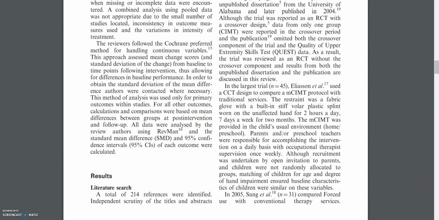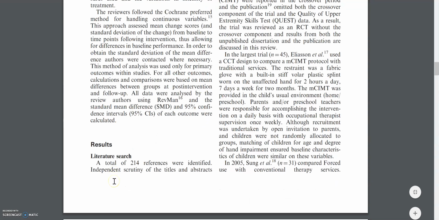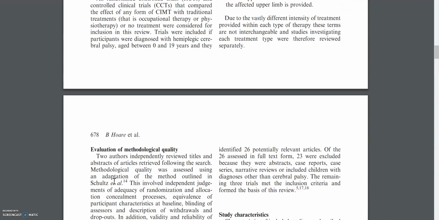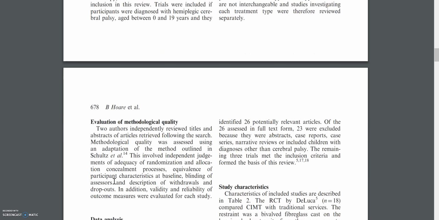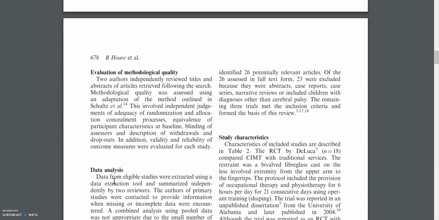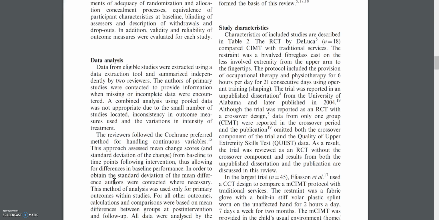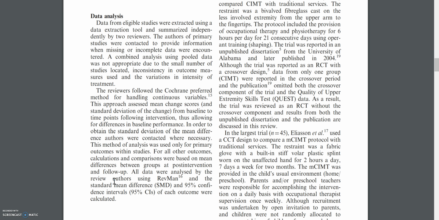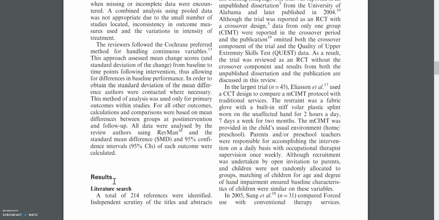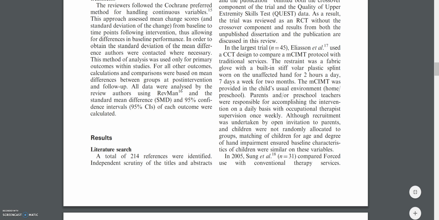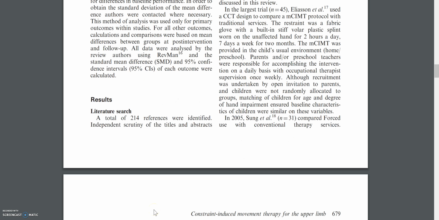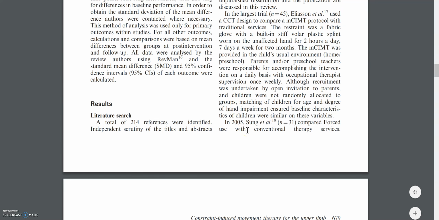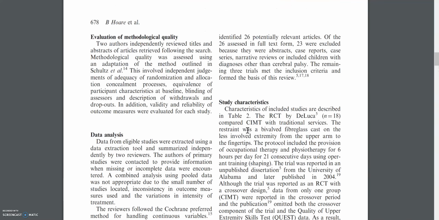Okay, now let's go back and take a look at what this study is talking about. You know what, let's just start from the results section. That's a good place to start. So if we start at the results section, let's take a quick look. They did a literature search. They came up with 214 references that they identified. Independent scrutiny of those titles and abstracts identified 26 potentially relevant articles.